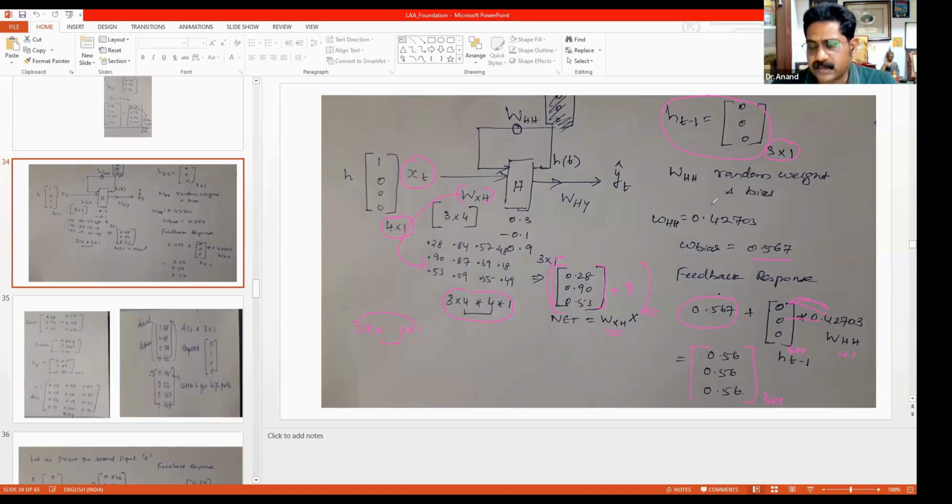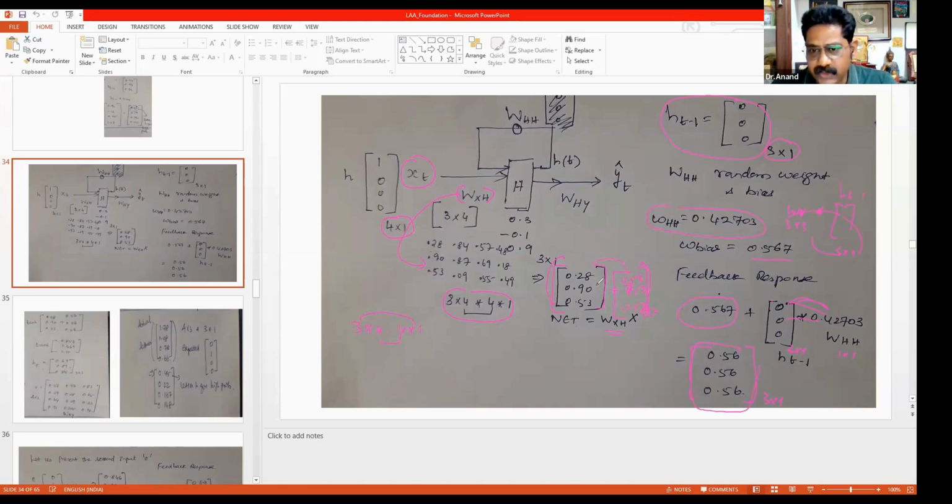Even I told you, right? Typically, practically, how do we initialize the weight? The feedback weight is represented according to the size of the hidden unit. A 3x3 you can also initialize. If you initialize this as a 3x3 weight, first you should keep WHH, scaled by your 3x1 HT minus 1. The dimensions are compatible, so you'll get a resultant 3x1 vector. So this is the quantity I should substitute here, isn't it? This is my previous: 0.56, 0.56, 0.56.